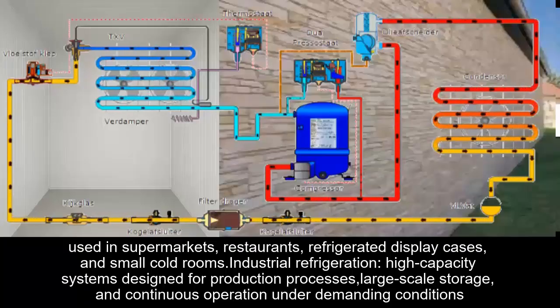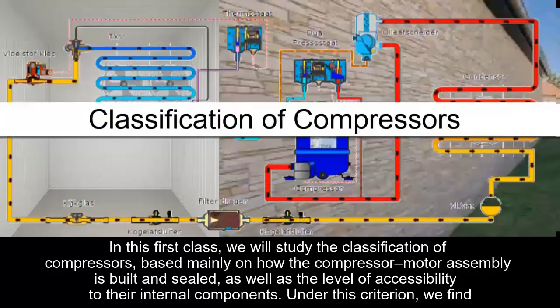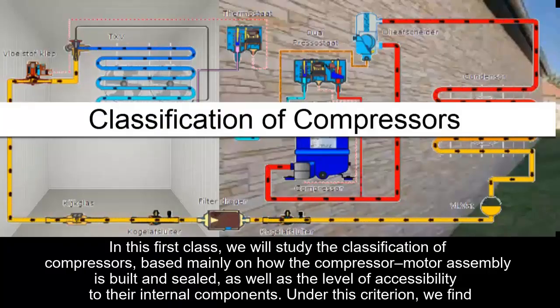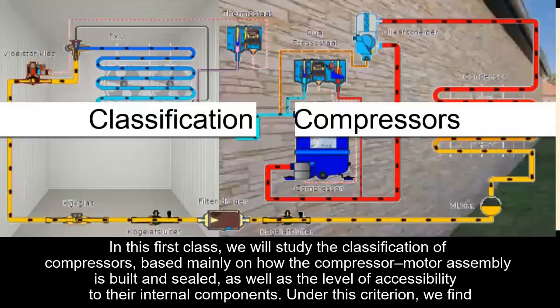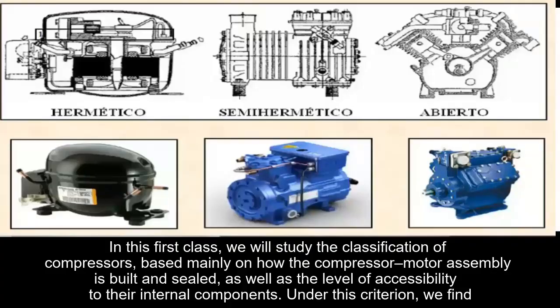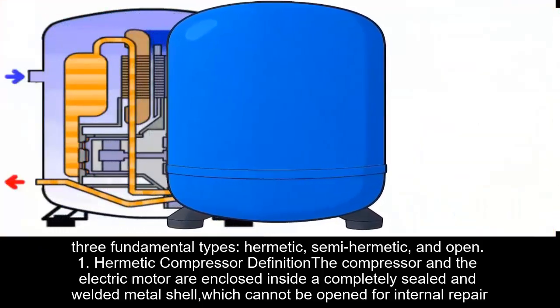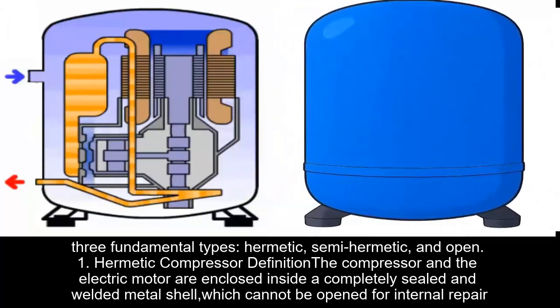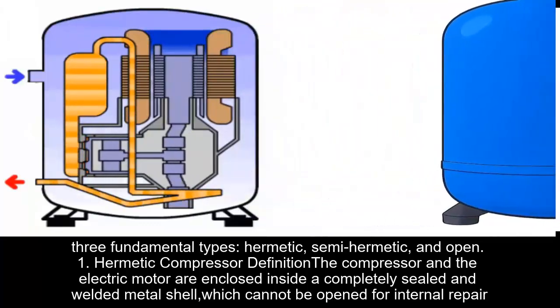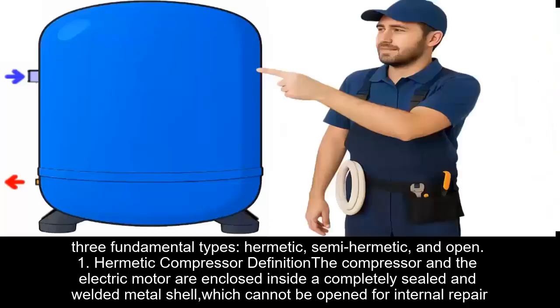In this first class, we will study the classification of compressors, based mainly on how the compressor motor assembly is built and sealed, as well as the level of accessibility to their internal components. Under this criterion, we find three fundamental types: hermetic, semi-hermetic, and open. 1. Hermetic compressor. Definition: the compressor and the electric motor are enclosed inside a completely sealed and welded metal shell, which cannot be opened for internal repairs.